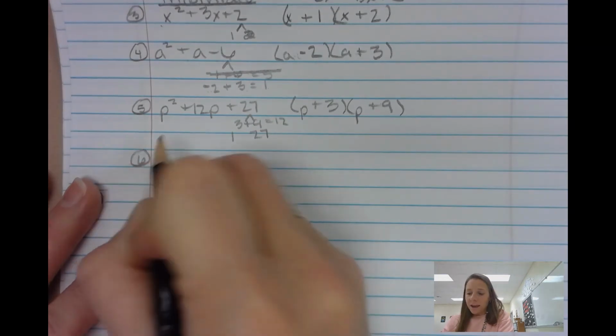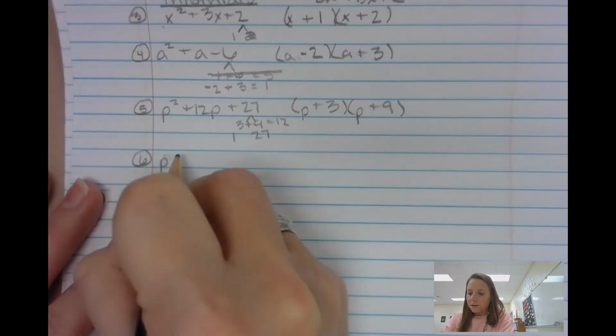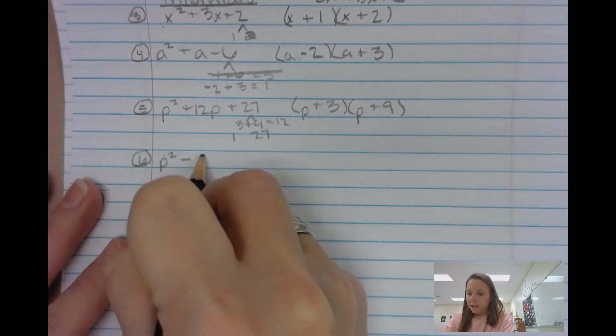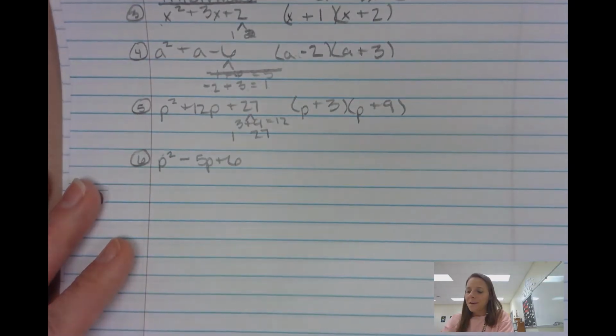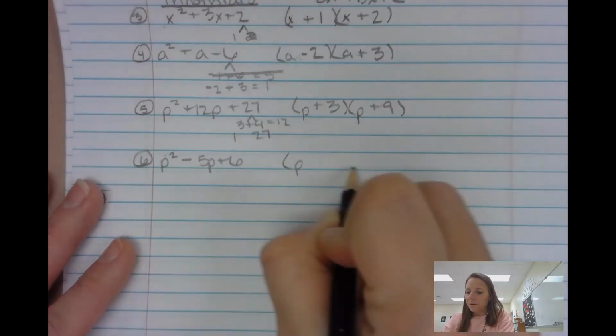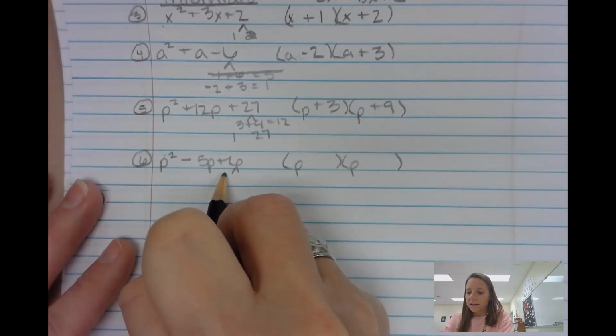Okay, well, I'm going to change this. Actually, let me do this first. So p squared minus 5p plus 6. All right, now this one's actually usually a tricky one. We do p and p like we've been doing, and we say factors of 6. Factors of 6 are 1 and 6 and 2 and 3.